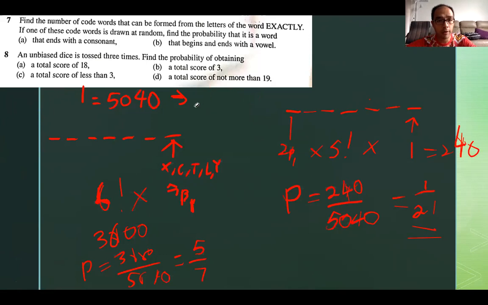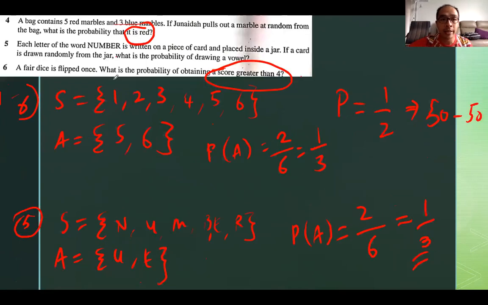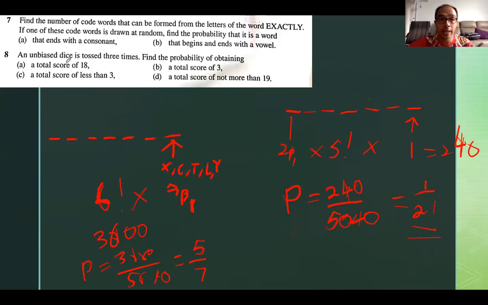Okay, so you have question 8 that says an unbiased dice is tossed 3 times. Unbiased means it's a fair dice. Remember that in the previous slide we were talking about fair dice. So an unbiased dice also means the same thing. It is a fair dice. That means every possibility of you getting any answer is equal.